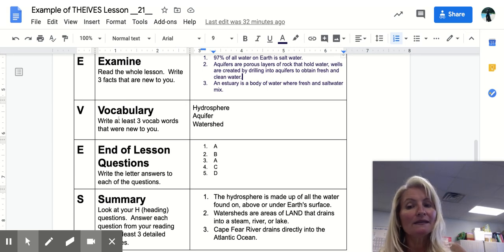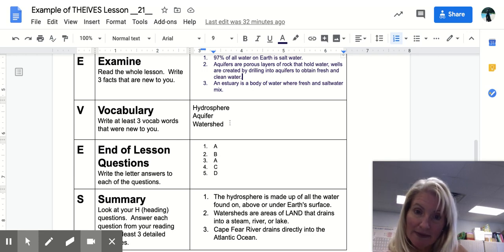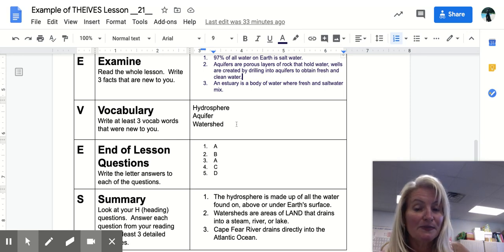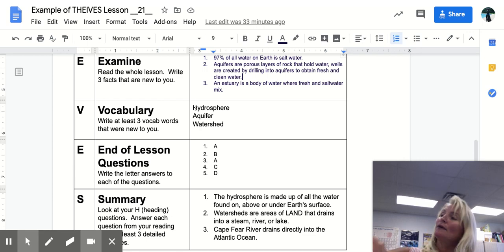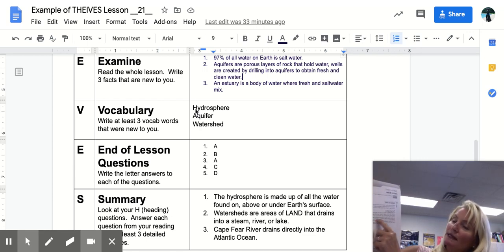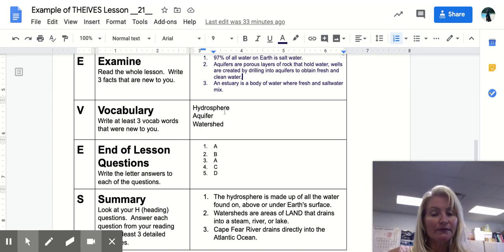Vocabulary. Write at least 3 vocab words that were new to you. You do not have to define them. We'll do that when we do the Ring of Knowledge, which I will explain to you in person on a Zoom call. You know that they're new words if they're in bold. So I wrote the words hydrosphere, aquifer, and watershed.